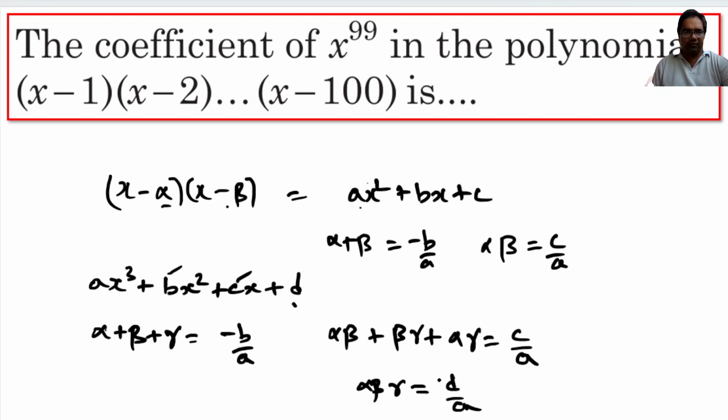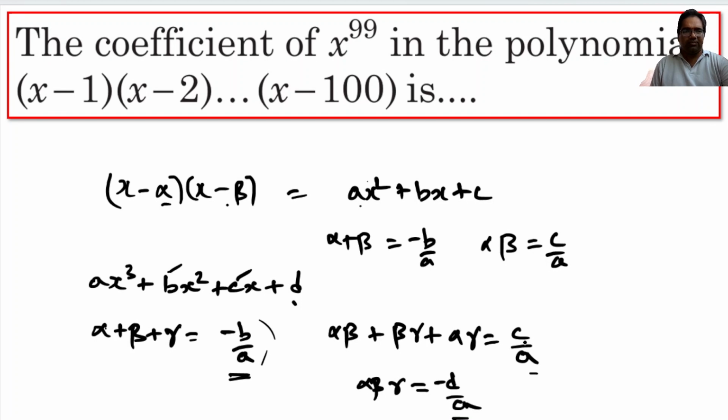Sorry, minus d by a. So please note, the sum of the roots, 1 at a time, is minus b by a, 3 at a time is also minus, 2 at a time is plus. Similarly here also, 1 at a time is minus, 2 at a time is plus. So this we can extend to a polynomial of any degree. Now here we are given a polynomial of degree 100.